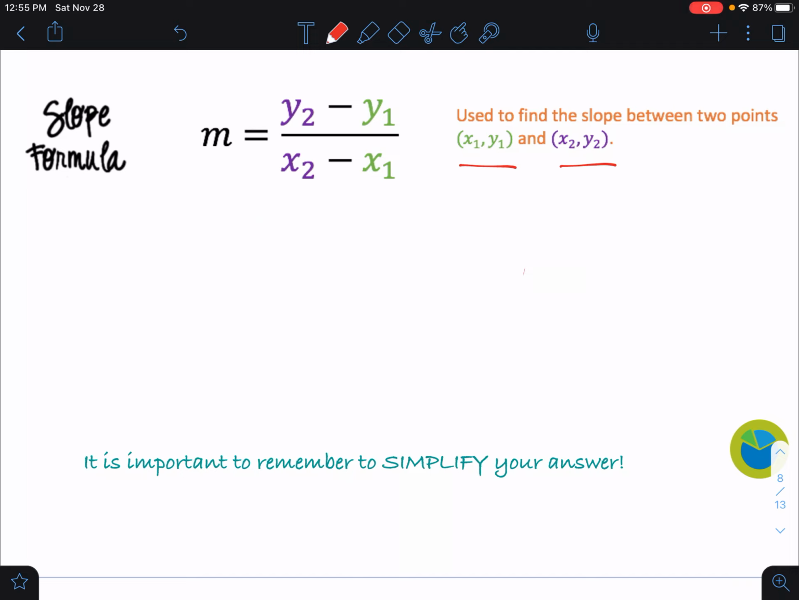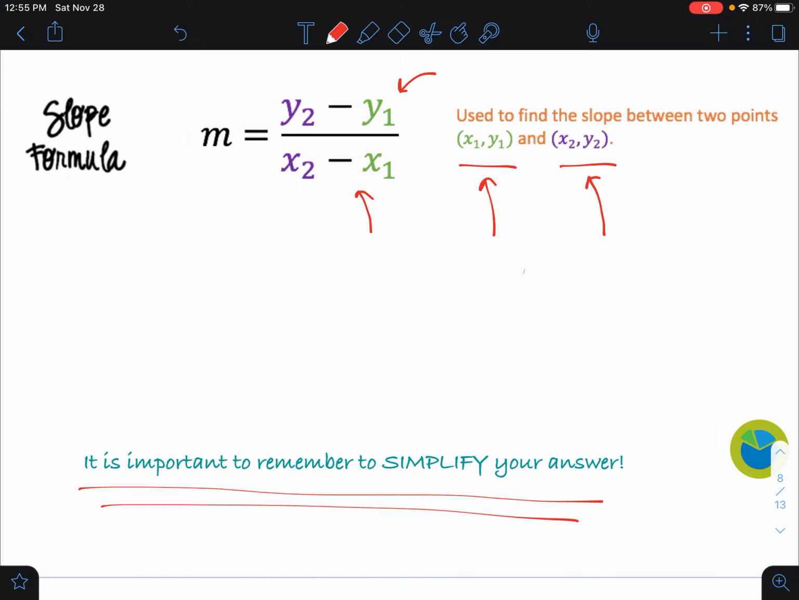So x1, y1, x2, y2. What do those 1s and 2s mean? It just means x from the first point and y from the first point, and then these are the x from the second point and y from the second point. Okay? So rise is up and down, so that's subtract your y's. Run is side to side, so subtract your x's, and that'll give you your run. So that's really what the slope formula is and how it works. One thing to remember, you always need to simplify your answer.